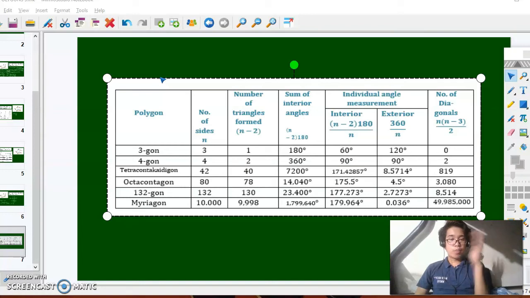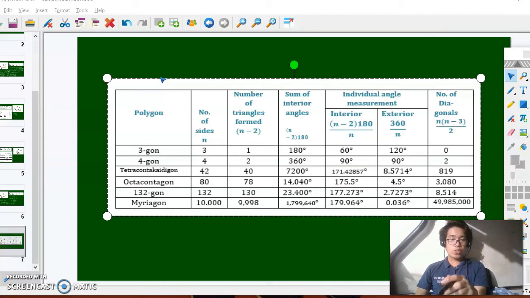So we have here the trigon, the tetragon, the tetracontagon, the octacontagon, the 132-gon, and the myriagon. And then we also have the number of sides for the second column, the number of triangles formed for the third column, and also their formula. The fourth column is the sum of the interior angles and the formula. Then for the fifth and sixth columns, we have the individual angle measurements for the interior and its formula, and the exterior and its formula. And lastly, we have the number of diagonals, n times n minus 3 all over 2.